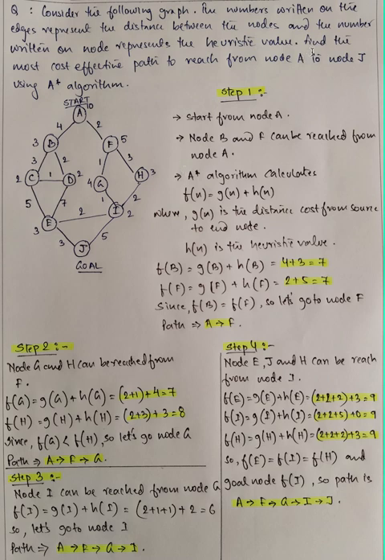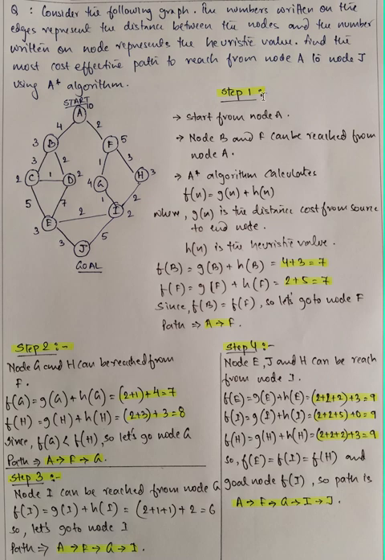What we need to find out is the most cost effective path to reach from node A to J using the A-star algorithm. So this is a problem where we have to find the path, a graph traversal to find the shortest path from the start to the goal node. From A to J, which nodes do I have to traverse, and which would be the cheapest one? That is what I need to find out. So let's see how I have done the solution.